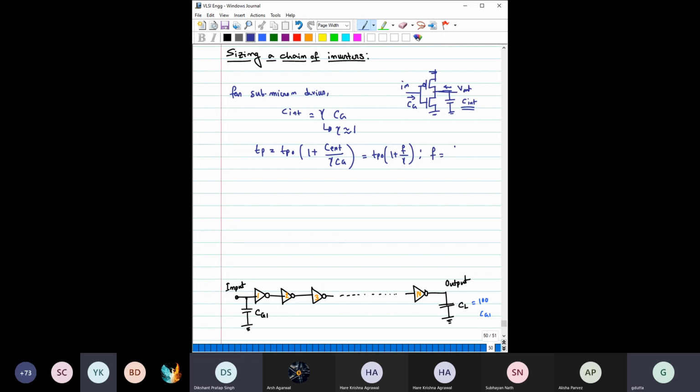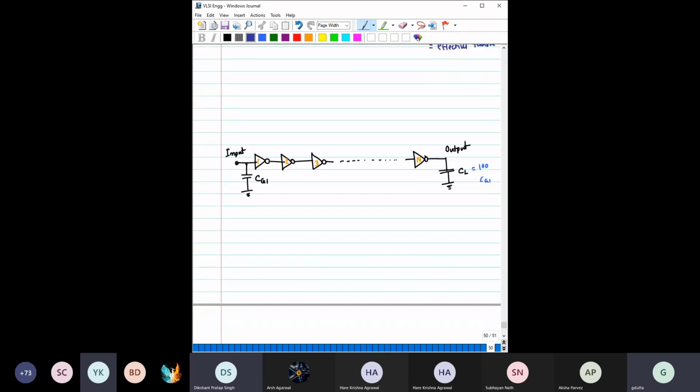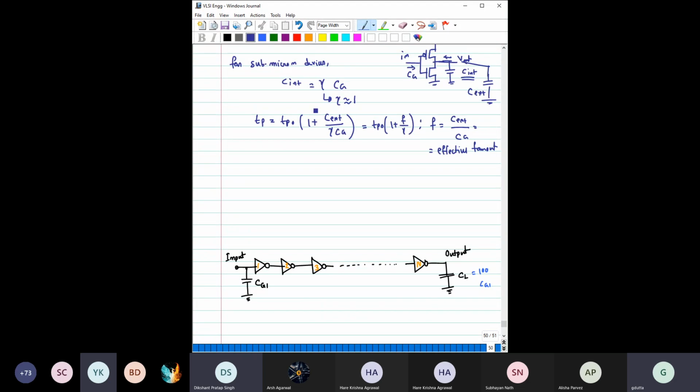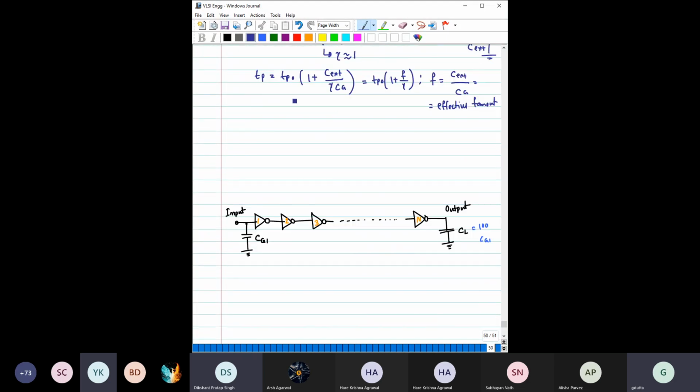And this F, as I told, is basically the C external by Cg, and this is called effective fan out, right? Effective fan out. So it is the ratio of the external capacitance that it has to drive by its Cg. So external capacitance is this one that it has to drive. Okay, now I think we have sufficient background to analyze this.